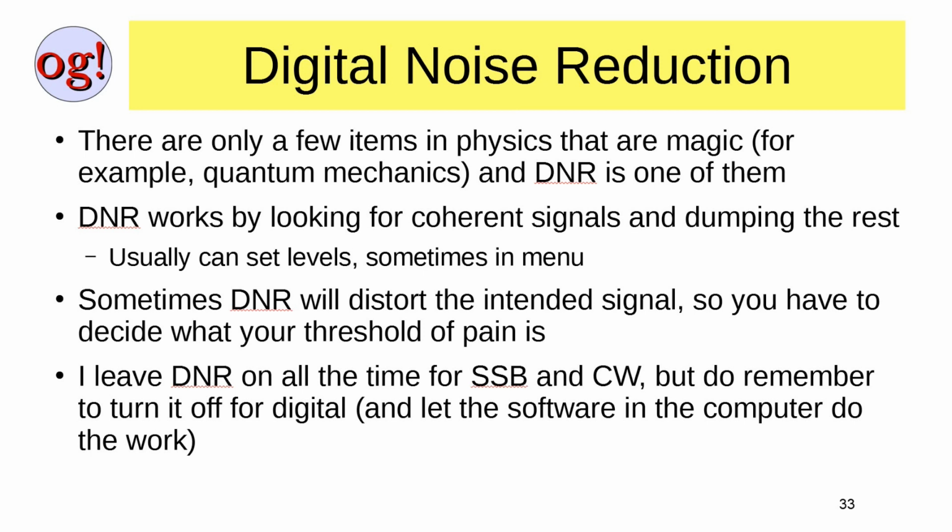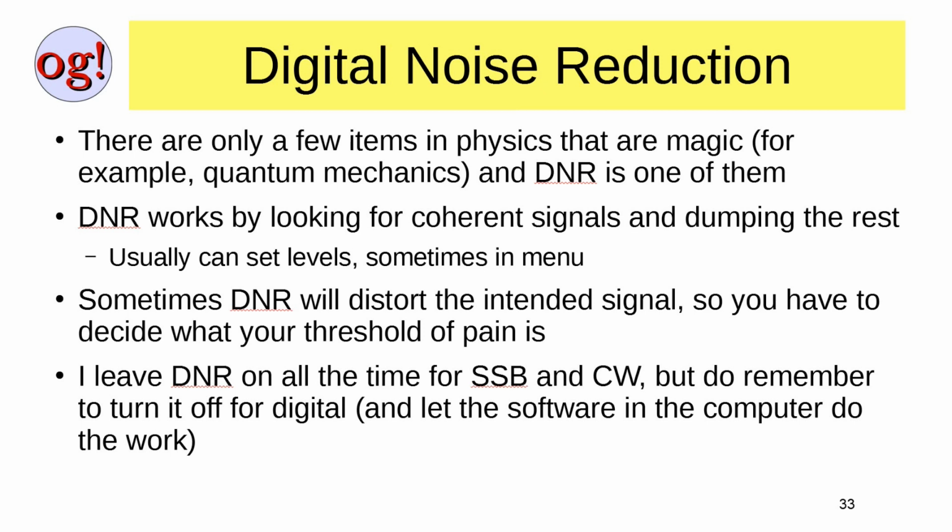I leave DNR on all the time for single sideband and CW. A CW signal, by the way, is coherent, so it will come through the DNR just fine. I leave it on all the time, and I'm pretty aggressive in the amount of DNR that I have on. But remember to turn off DNR for digital.